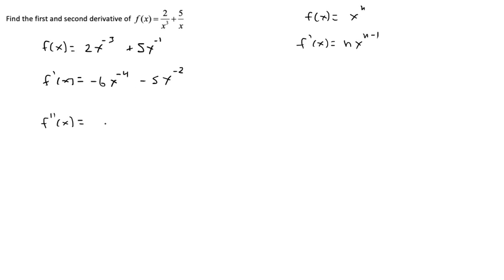We'll multiply these out, so we get 24x to the negative fifth power. This becomes plus 10x to the negative third power. Okay, now, technically, if you leave your answer like this, that's fine, but writing it without negative exponents, which we should do, right? We get negative 6 over x to the fourth minus 5 over x squared, right? And then for this one, we'll get 24 over x to the fifth power plus 10 over x to the third power.